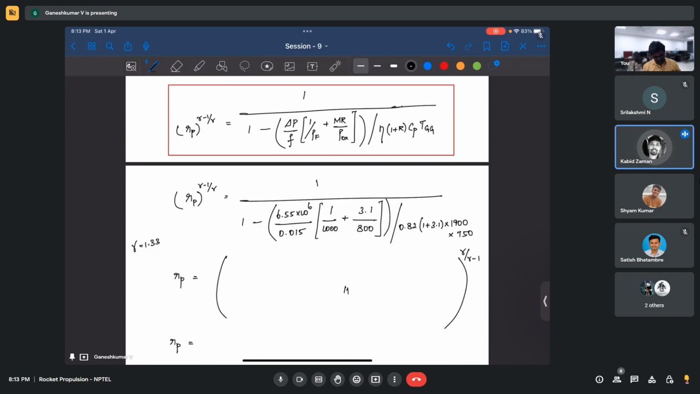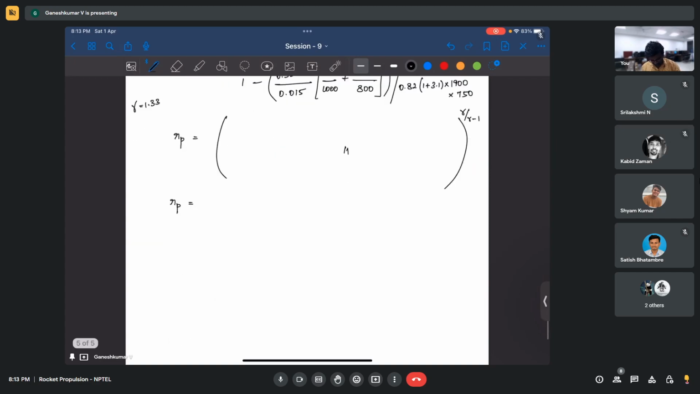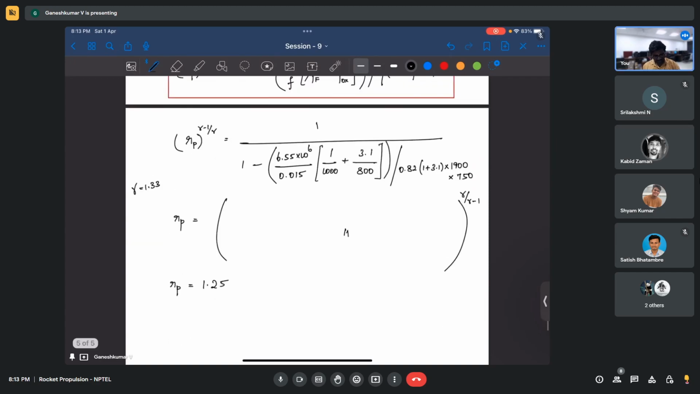Is it 1.25? That's too low. You are getting 1.25. Did you do this gamma by gamma minus 1 also? Oh, sorry, I mixed. Okay, that entire thing is 1.25. RP to the power gamma means... You are getting 1.25. All right.